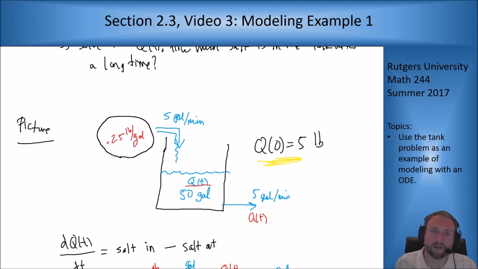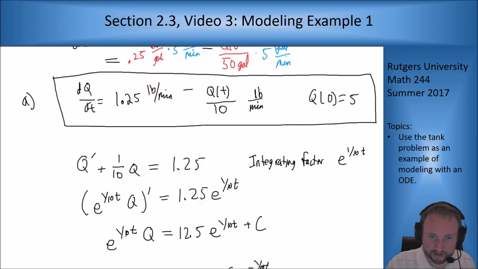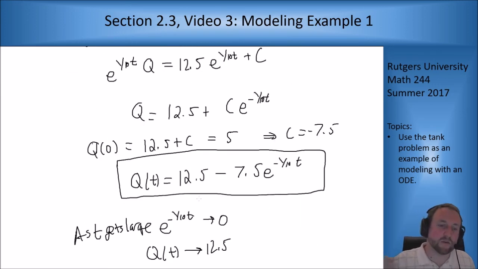So as time goes on, it shouldn't matter what was in the tank to begin with. The tank is going to be replaced effectively by the incoming water because everything else is getting flushed out. So at the end, we would expect to get to 0.25 times 50 or 12.5 pounds of salt in the tank. So there's the worked out example for the tank problem. I hope that made sense.